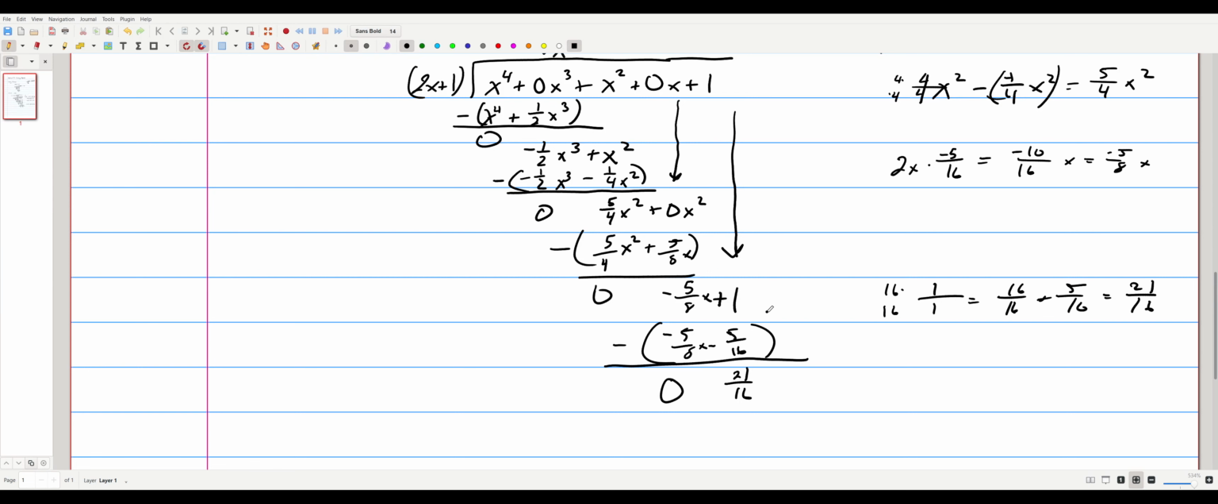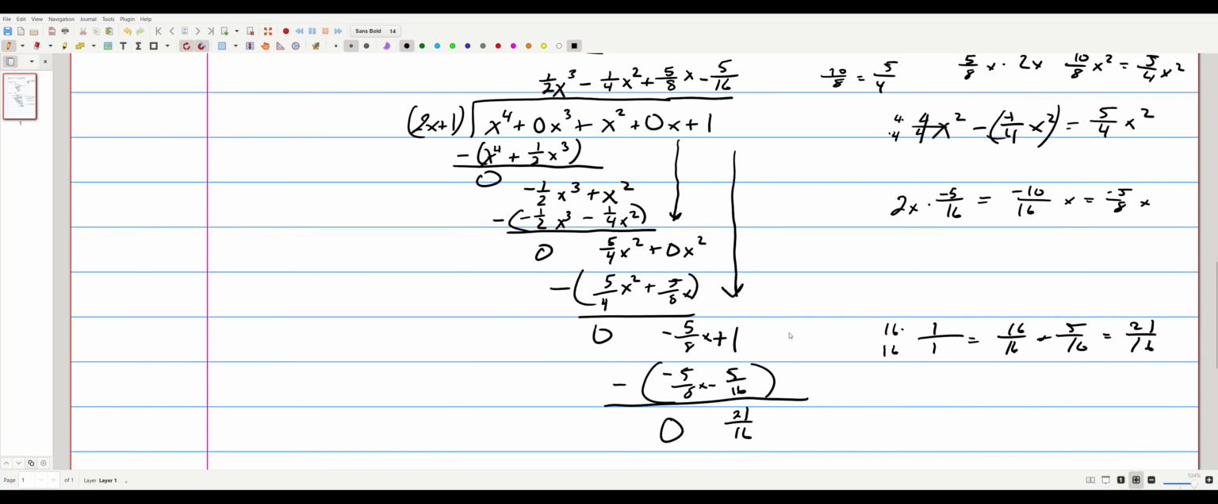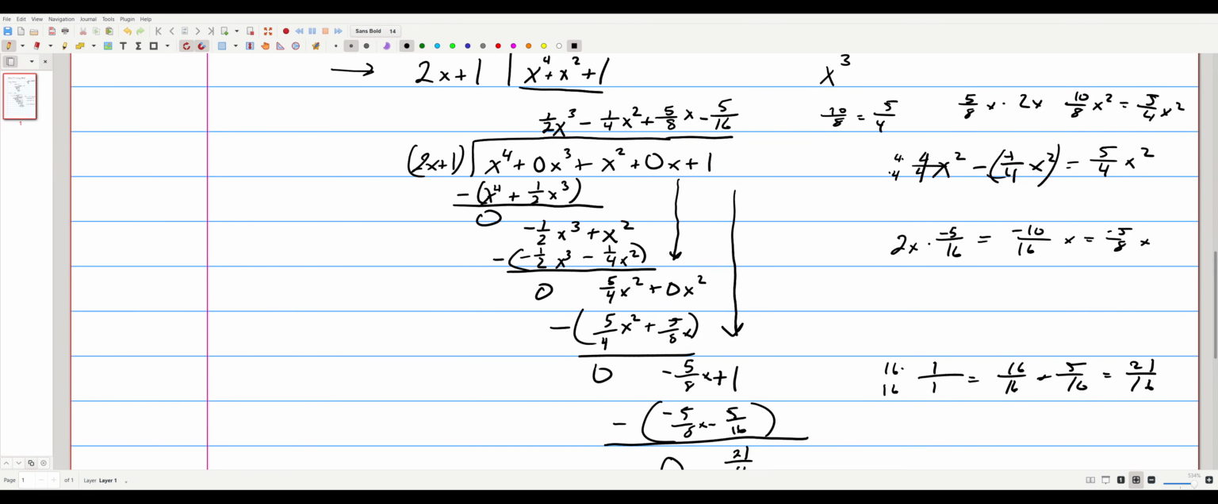And so notice that 2x we can't divide into something that doesn't have any x's without having an x on the bottom, and because we're still dealing with polynomials, we don't want to have that. And so this value just becomes our remainder. And what do we do with our remainder? Well, we just put plus and then 21 over 16 and then over our divisor, so 2x plus 1.